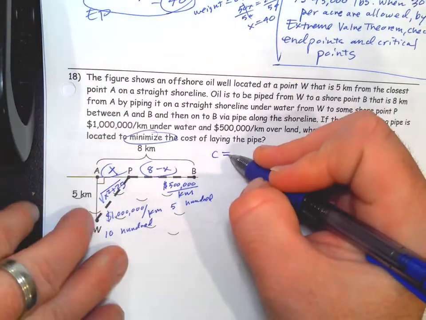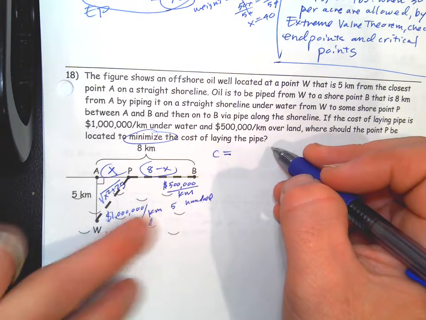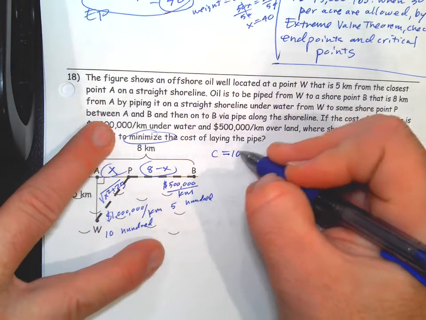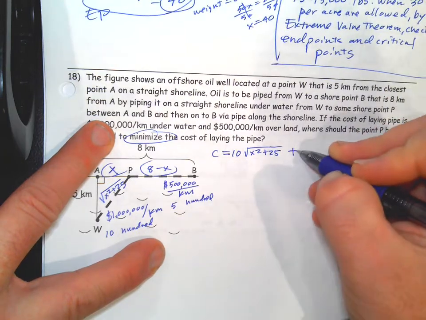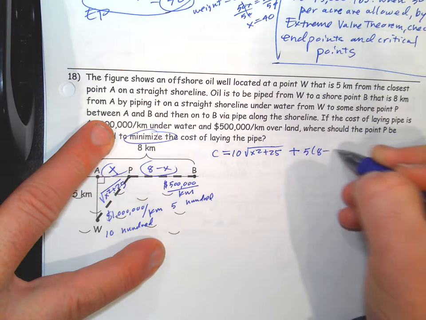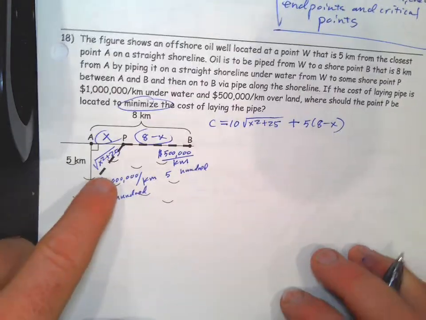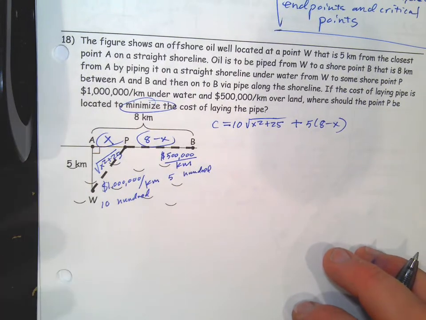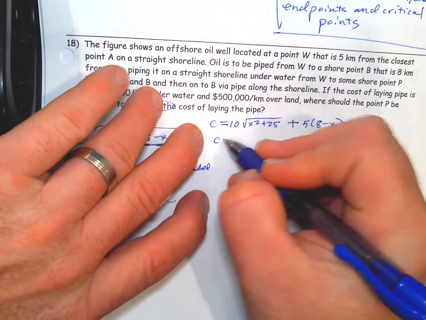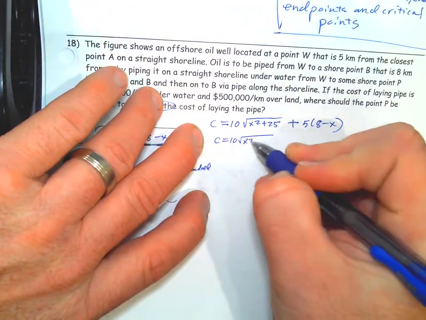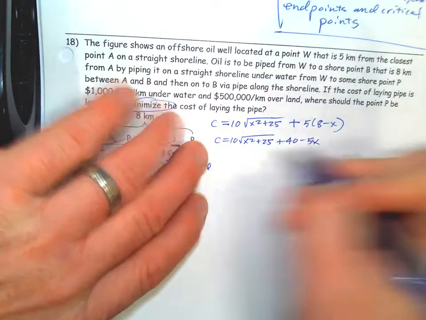The cost is price per item times number of items, right? So this is going to be 10 times the square root of x squared plus 25, and this is going to be 5 times 8 minus x. Now, some people make the mistake of treating this like a time problem just because every time they've done a problem like this, it was time. Well, this isn't time. Stop, think, please. So we have 10 square root of x squared plus 25 plus 40 minus 5x. It's already in one variable.